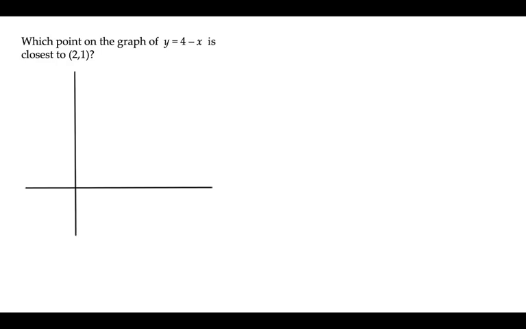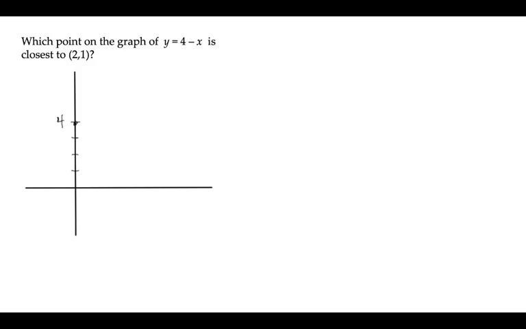So let's get ourselves an x and y axis. Okay, y equals 4 minus x. That is a line with a y-intercept of 4. So 1, 2, 3, 4, and draw a point there. There we go. And a slope of -1, -1x.